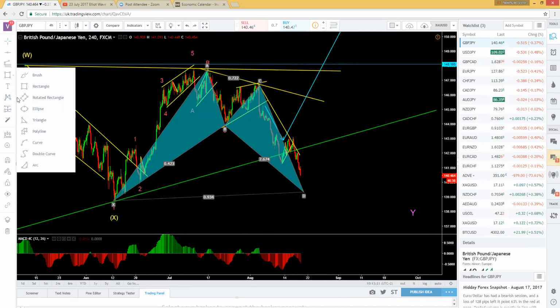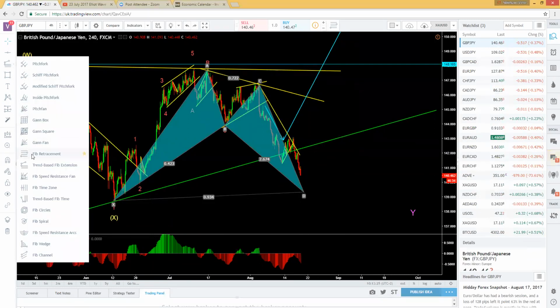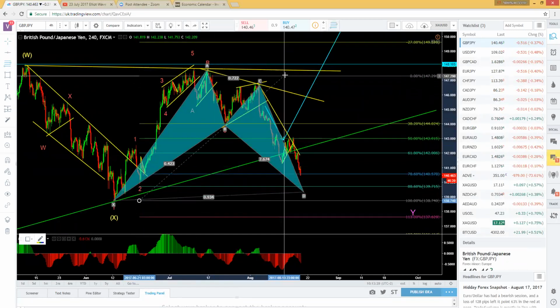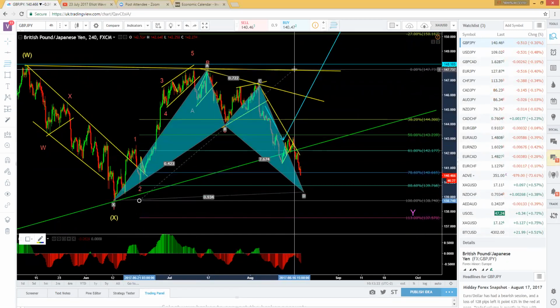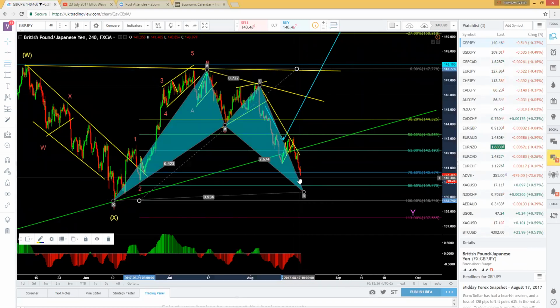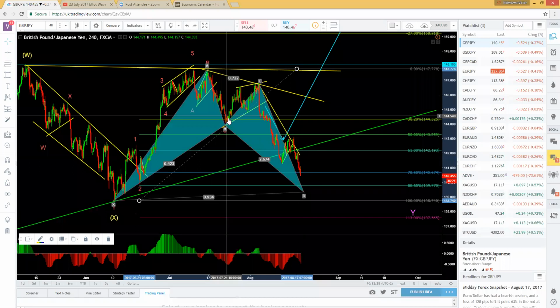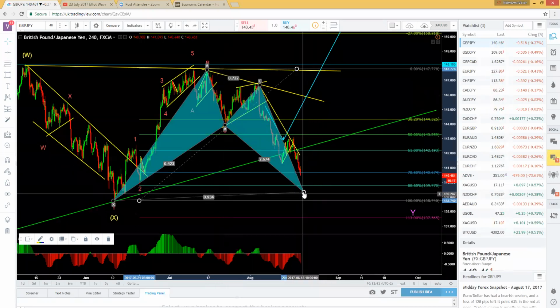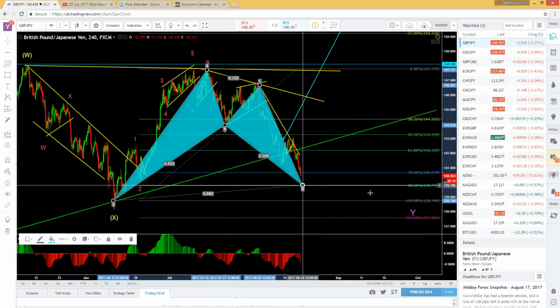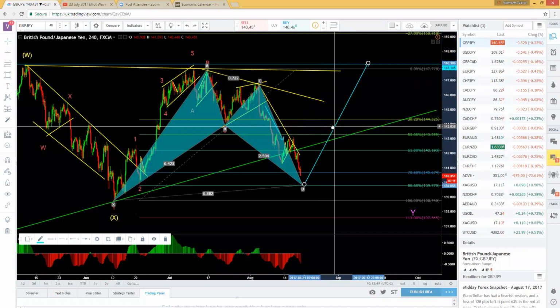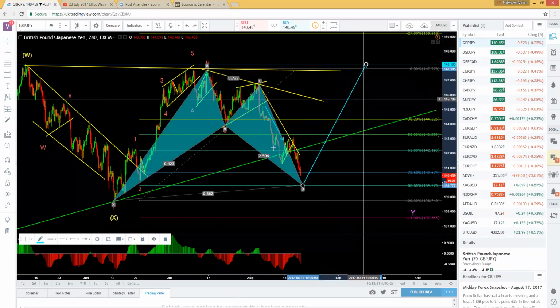So this is why it is important to have a clear set of rules. So we have rules that tell us when a pattern is valid and when it is not. So here I'm just going to draw the fib to confirm the anticipated, the possible reversal point on this pair. So we're currently on the 78.6. This is the 38 area, so this is a Bat. So a Bat reverses around the 88% area in anticipation of the continuation of that move.